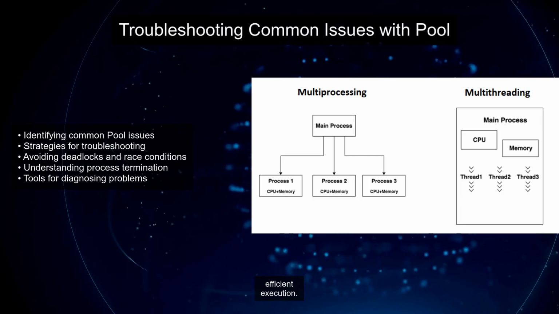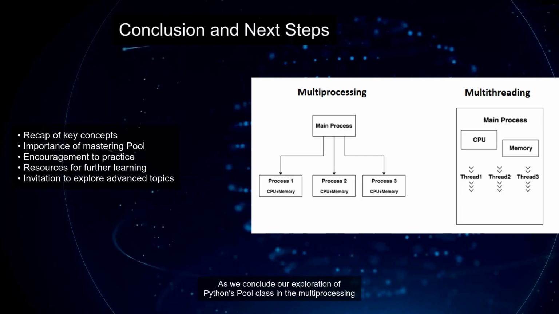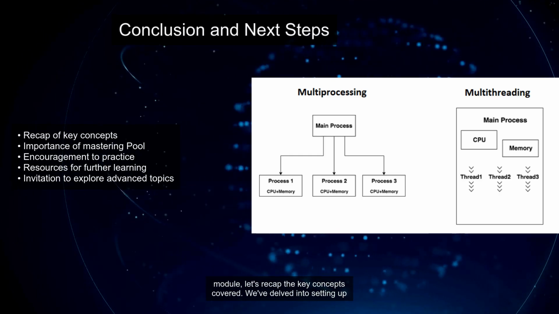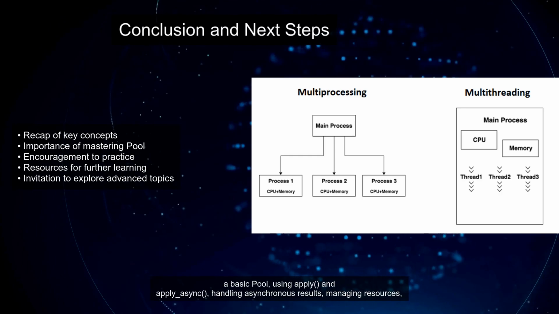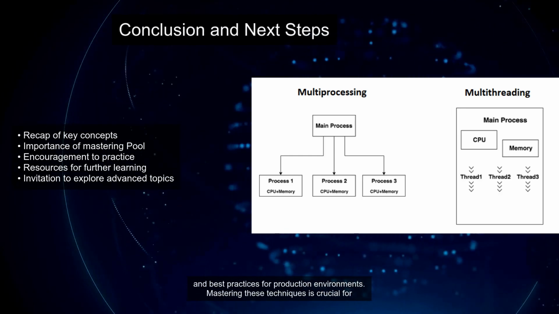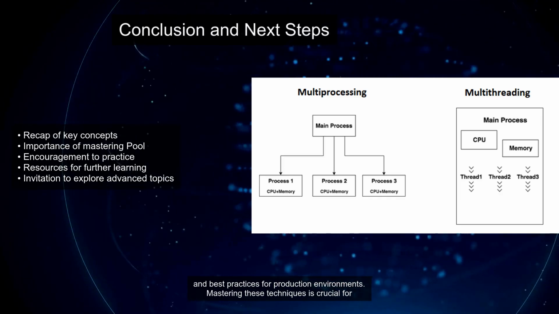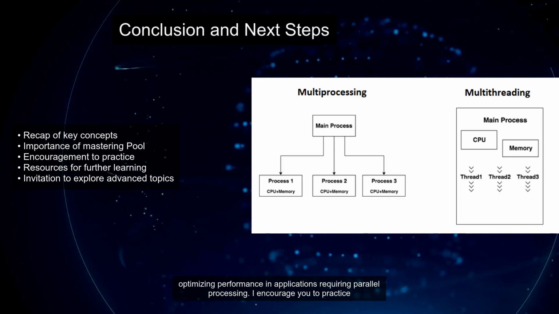smooth and efficient execution. As we conclude our exploration of Python's Pool class in the multiprocessing module, let's recap the key concepts covered. We've delved into setting up a basic pool, using apply and apply_async, handling asynchronous results, managing resources, and best practices for production environments. Mastering these techniques is crucial for optimizing performance in applications requiring parallel processing.